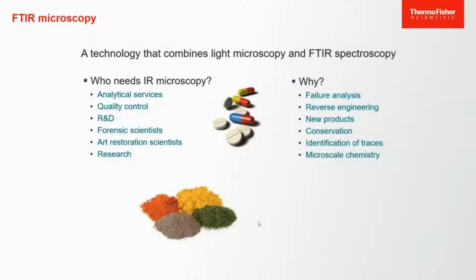And why? The advantage of the FTIR microscope is its ability to do everything you do with normal microscopy and also everything you would do with spectroscopy, and you combine the two. So you're looking at identifying or locating particular materials within your sample, like in failure analysis, reverse engineering, new product development, art conservation, identification of trace evidence, as I said, in the forensics field, and any kind of microscale chemistry.